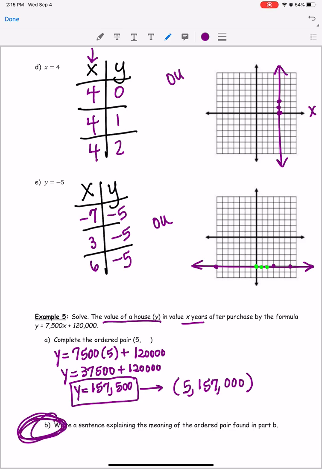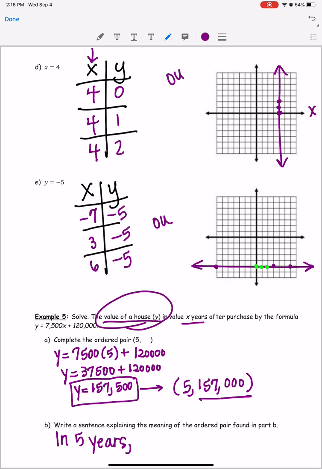This one, part B, seems to be a little bit harder. Now we need to use that information. We need to use the formula and the information about the formula. To write a sentence explaining the meaning of this ordered pair. What did my X represent? Years. So in 5 years, what does this mean? What does my Y mean? That is the value of my house.